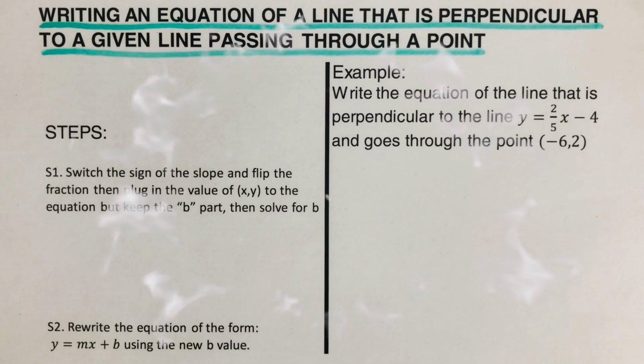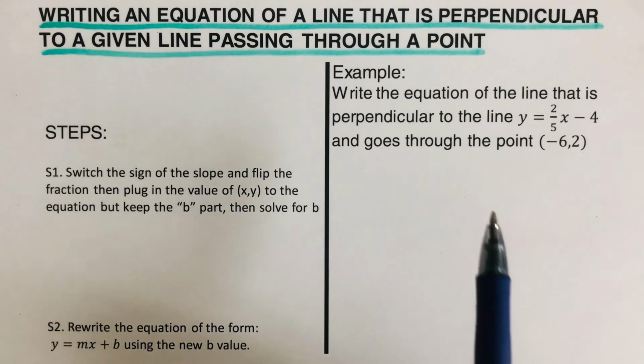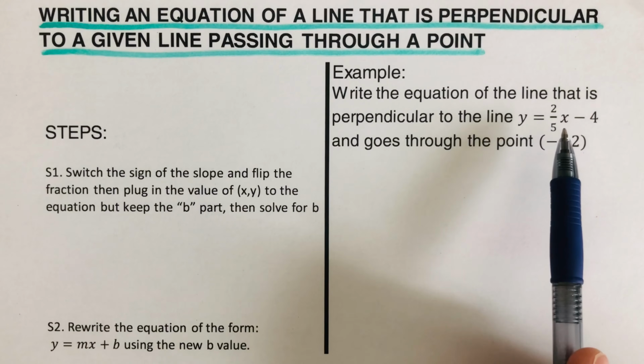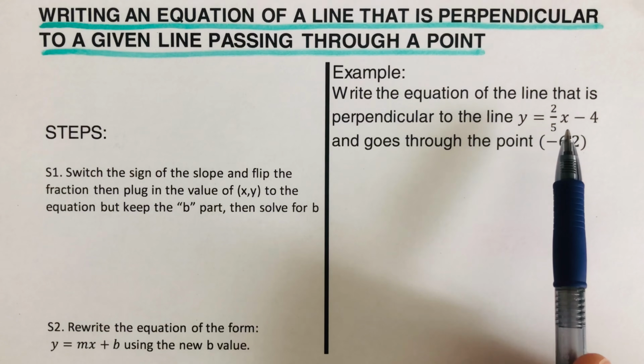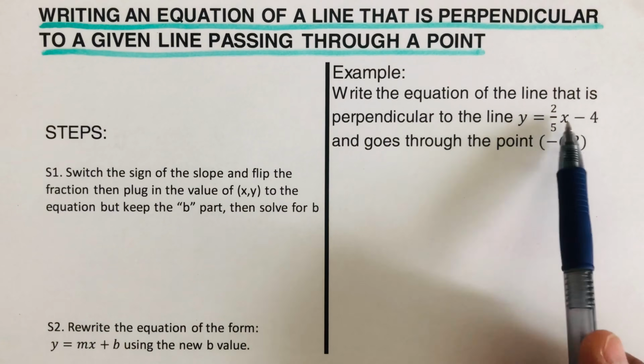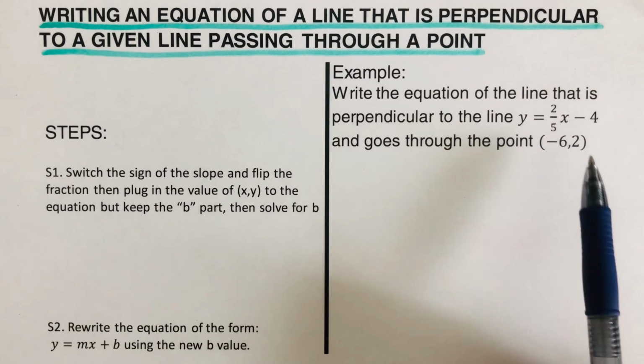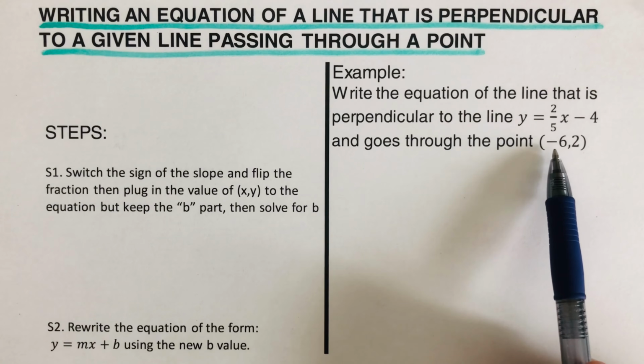Everyone, in this video we will be writing an equation of a line that is perpendicular to a given line, passing through a point. In this example, we are given a line and our task is to determine the equation of the other line that is perpendicular to this given line, and at the same time passes through this point (6, 2).